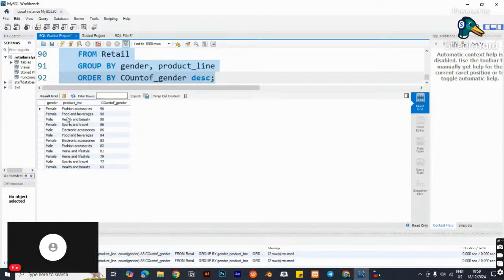So you can say the female gender purchases more fashion accessories. It's a bit logical because, all right, ladies have a thing with fashion. Well, it depends, but if you look at it logically, than guys. So you can say the product line female patronizes more of is fashion accessories and they have the highest count. All right, female like fashion accessories more than guys.